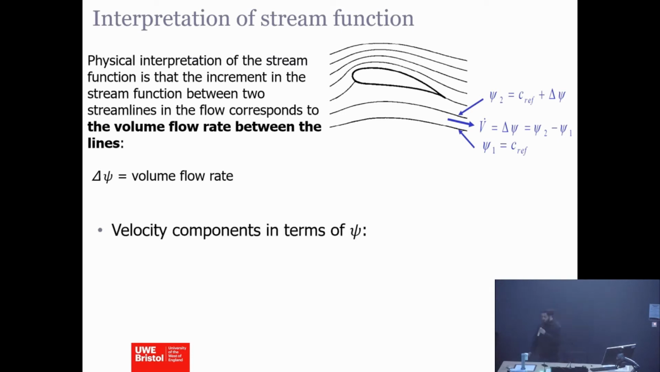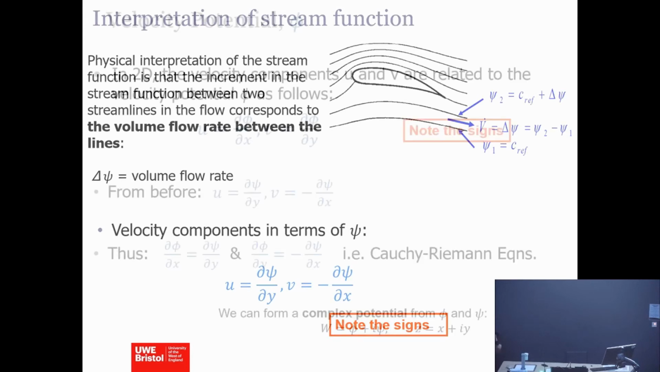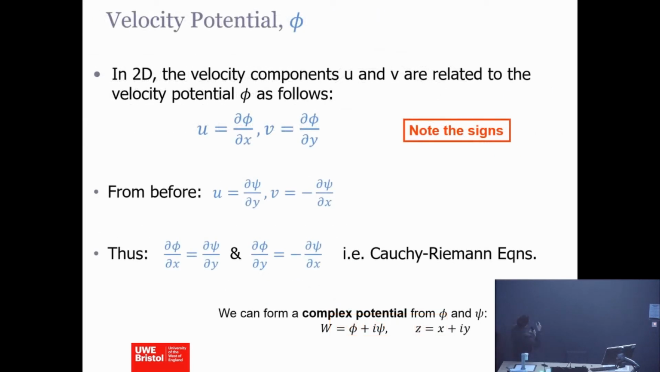Now, in terms of velocity components, I've shown you this already, so very quickly, the velocity components in terms of psi are u = d psi/dy, and v = minus d psi/dx. So this means if I know what the stream function is, I can actually work out the u and v. That's the main thing to remember. If someone gives you the stream function, you can work out the velocity field. So be very careful with the signs.